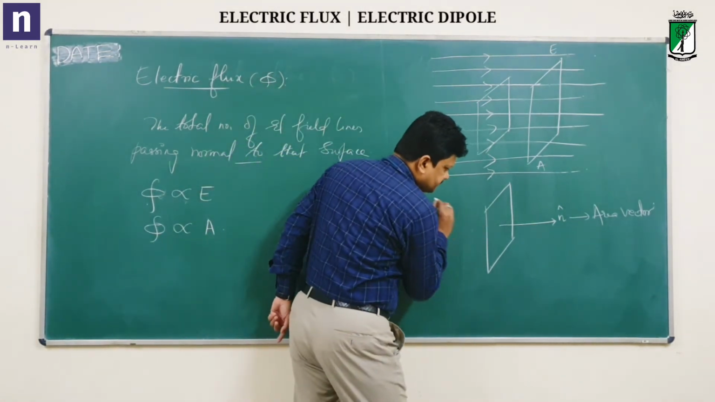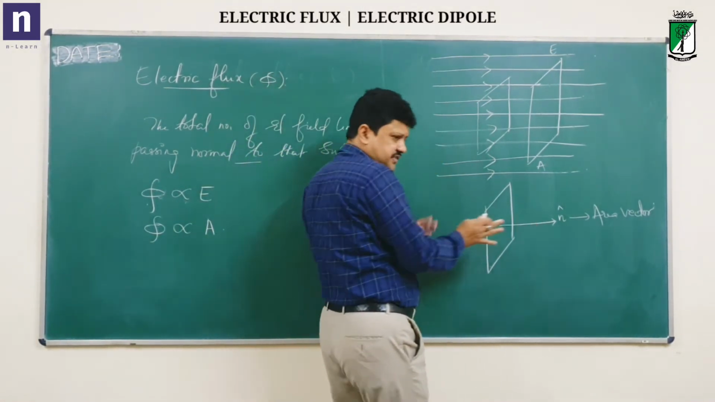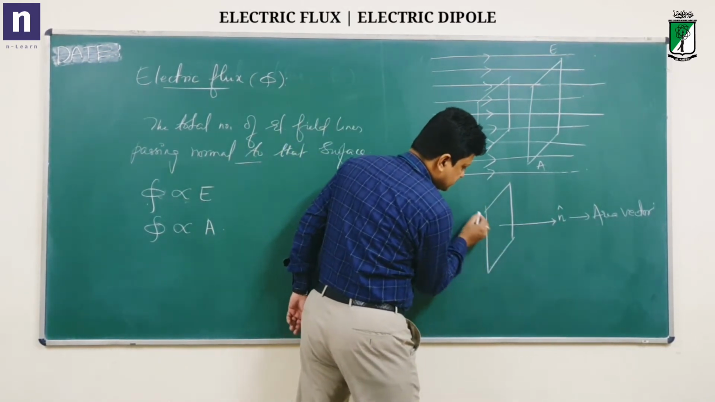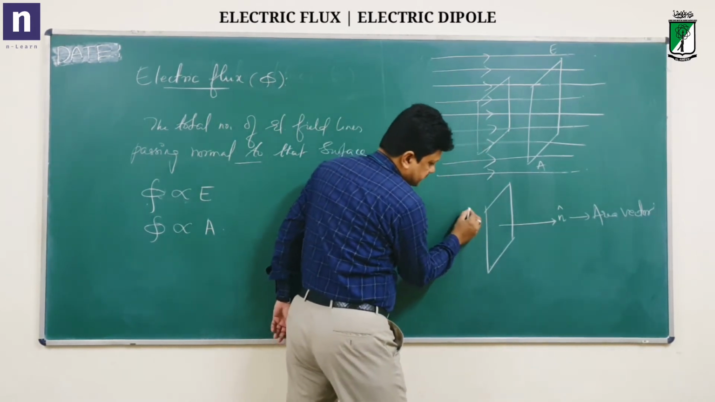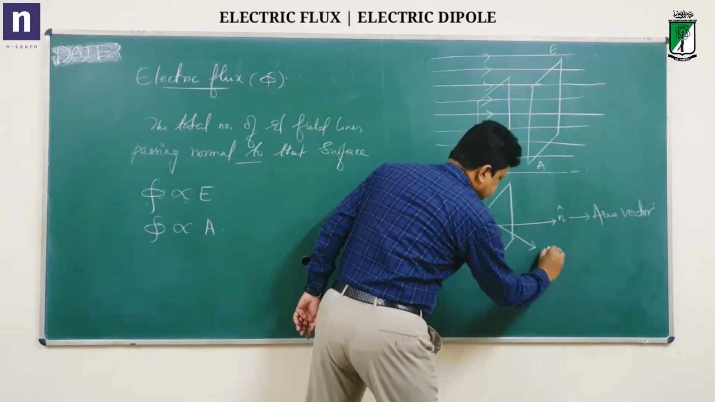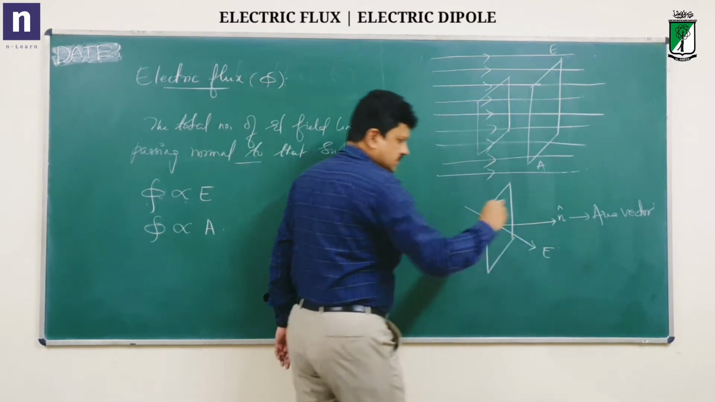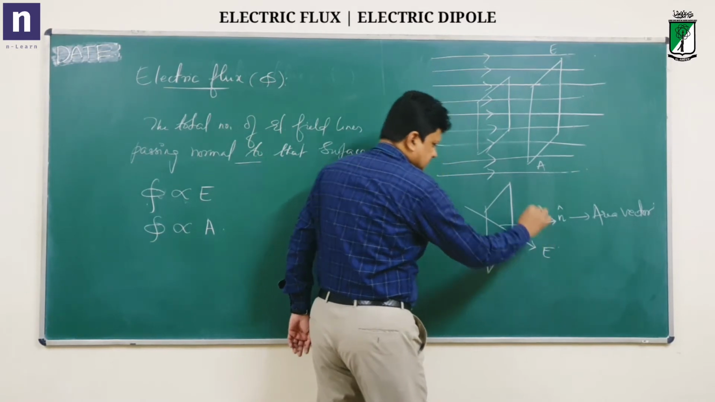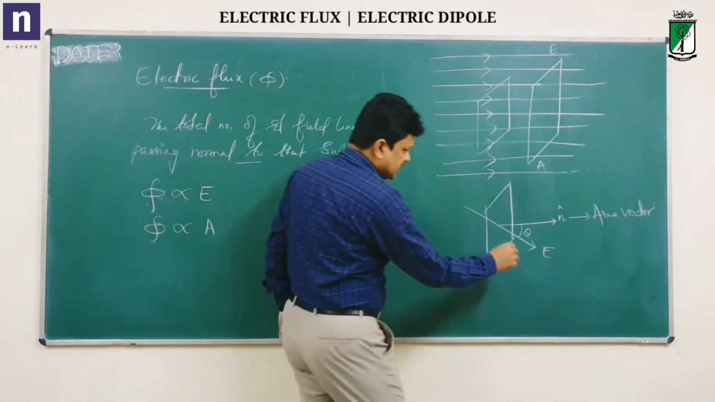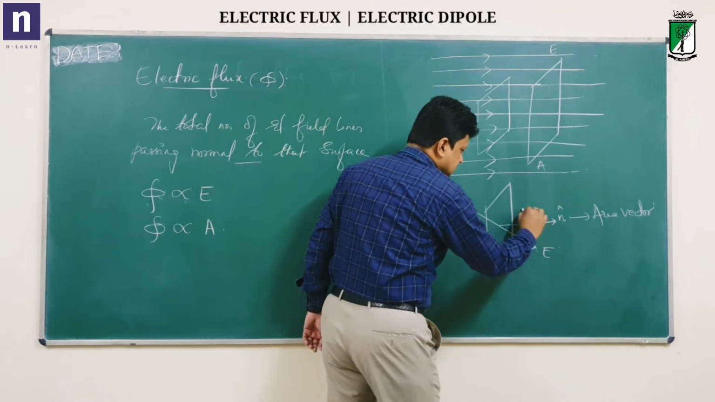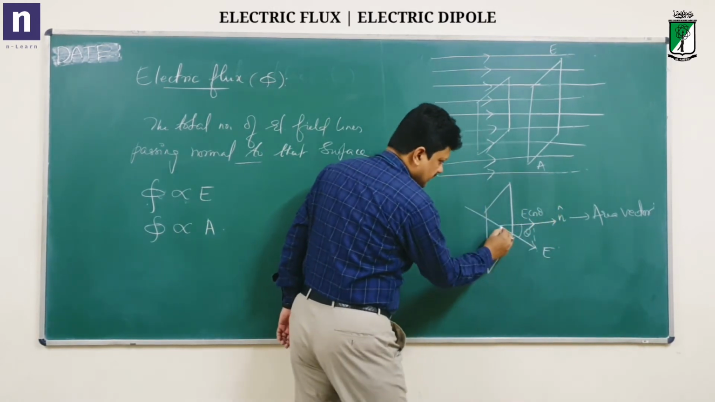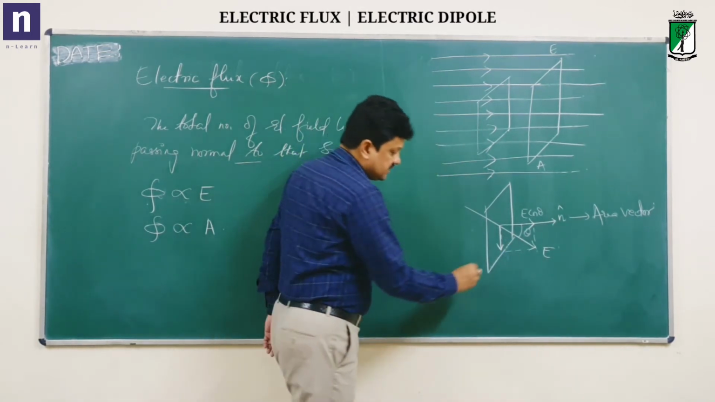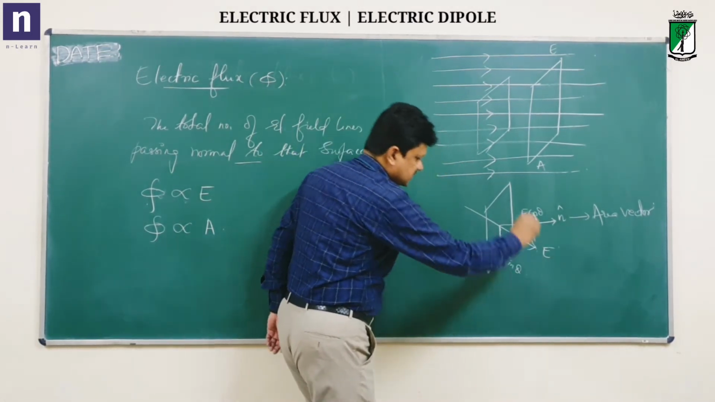Now here, if I take some electric field through this surface area, but not exactly normal to the surface, slightly tilted, say in this direction. If this is the electric field, then what will happen? Say the normal to the area makes an angle theta with the electric field. Then this electric field has two components: along the normal, E cos theta, and perpendicular to that, E sin theta.